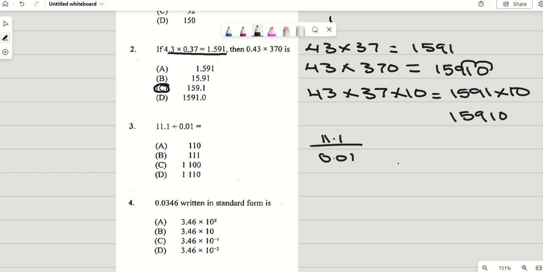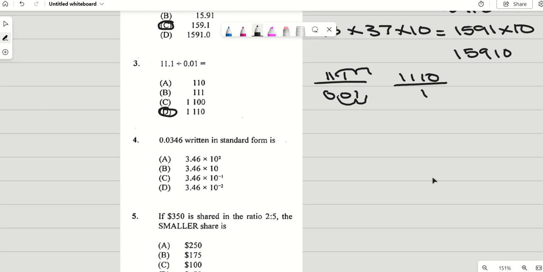Question number 3 says 11.1 divided by 0.01. Our aim in division of decimals is to make the divisor a whole number. So you shift your decimal point 1, 2, two places. If you do that to the divisor, you have to do the same to the number on top. Shift it 2 places, 1, 2. So it is 1110 divided by 1, which is 1110. So the answer is D.